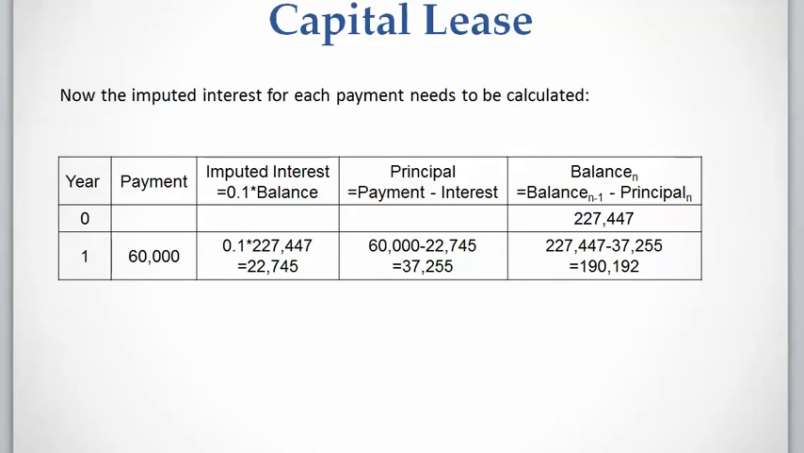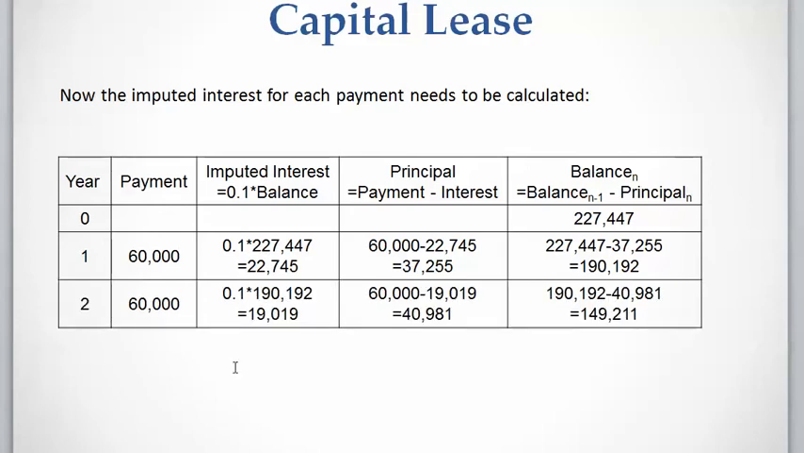Let's repeat this calculation for year 2. In year 2, again, the payment is going to be constant, $60,000. The interest portion of this $60,000 is going to be the lease interest rate of 10% multiplied by the balance of the previous year, which was $192,000. 10% of that equals almost $20,000. This is the interest portion of the $60,000 at year 2.